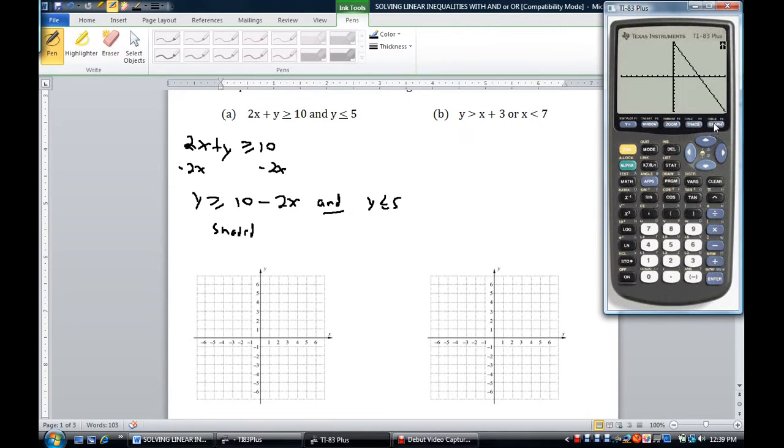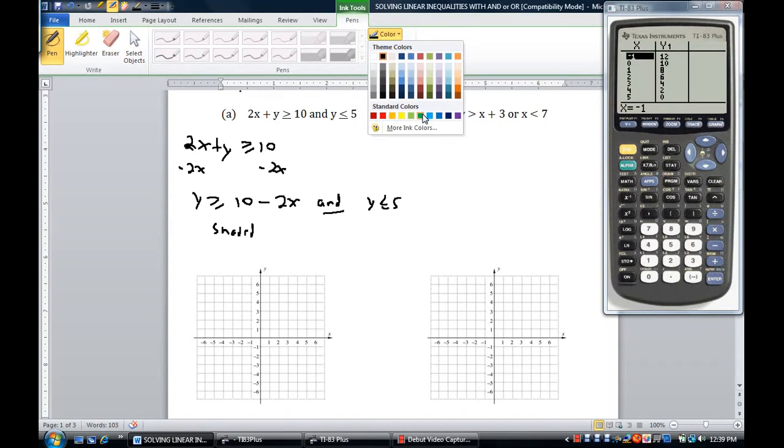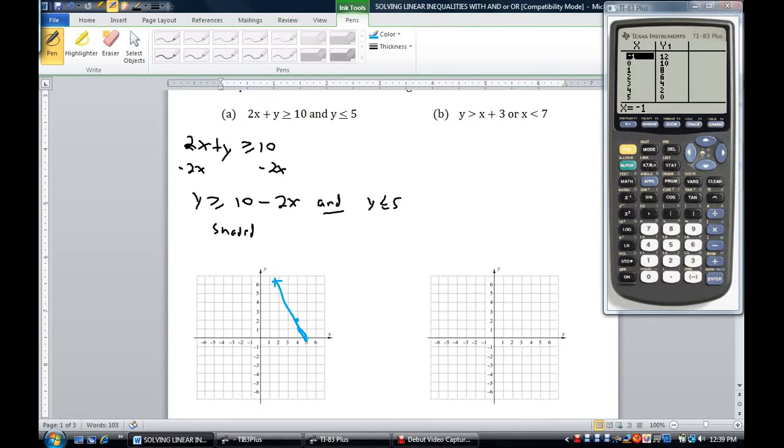Now I'm going to find 2 points using my table key. It doesn't matter which two we use, but since these are all sevens, negative sevens, let's just use (5, 0) and (4, 2). Now when I graph these, I'm going to use two different colors. So let's graph (5, 0) and (4, 2). Once again, it's a shaded line, so I'm going to try to draw a line that goes through those 2 points. It may be off a little bit, but that's okay.